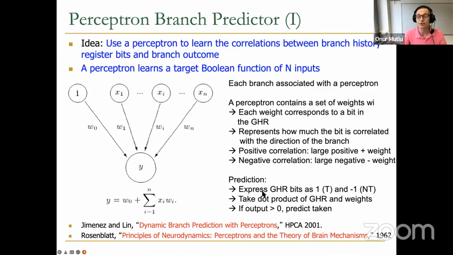And the prediction is basically, we express global history register bits as 1 and -1 in this particular case, taken and not taken. And we take the dot product of the global history register and the weights. This is a vector product, basically, right? You have a vector of weights and you have a vector of inputs. Inputs is Gshare and the weights is weights, essentially. And you take the dot product of it. Dot product of two vectors gives us a single value. If the output is greater than 0, then you predict the branch as taken. So I think it's beautiful.